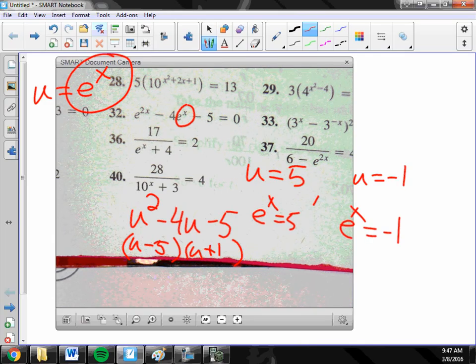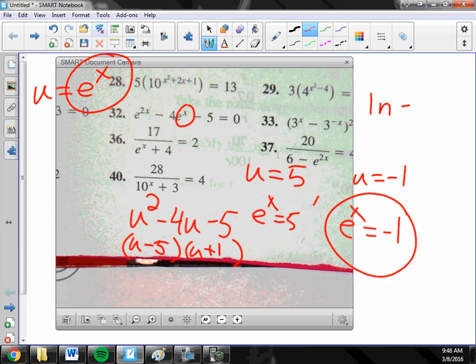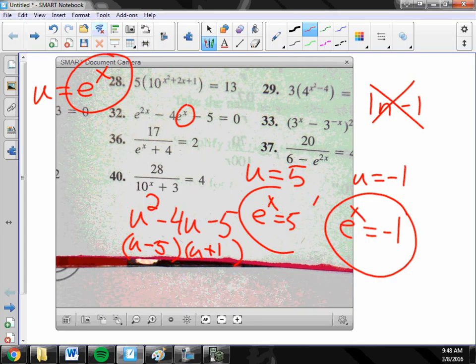Well, what do you know about this? E is a positive number. How many times can you multiply a positive number together to get a negative number? It will never happen. So even if you tried to solve this, you would get the ln of negative 1, which doesn't exist. So your calculator would give you error. So this one only has one solution.